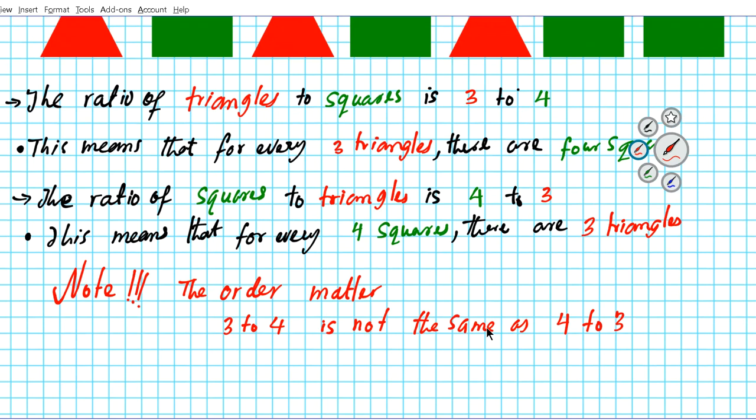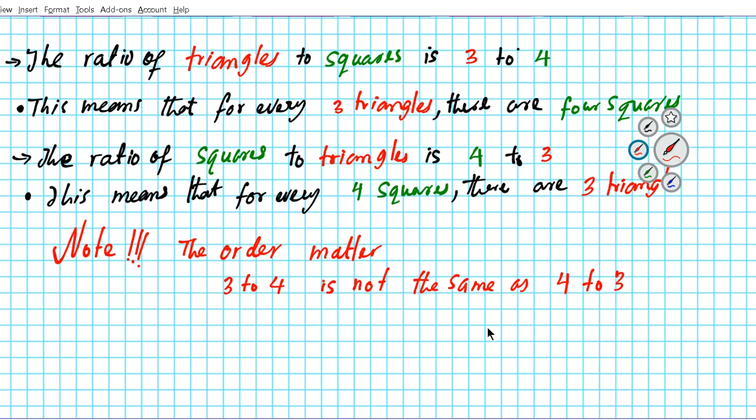Now let's take a look at this scenario that we have here, and we're going to write it in 3 different forms. The form that we have up here is the word form. So let's write down the ratio in three forms. The first form is the word form, and you write that as, let's use the first example, 3 to 4.